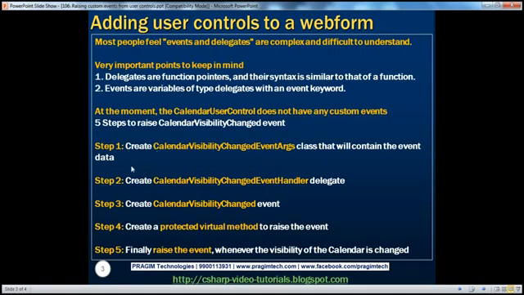If we quickly recap, create this class which is going to contain our event data, and create this delegate, because we hook up event handlers to events using delegates. And what are events in the first place? Events are variables of type delegate with the event keyword. So we need a delegate to create an event. So create the delegate, then create the event, and then use a protected virtual method to raise the event rather than directly raising it. And we have understood the reason why we do it that way. And finally, raise the event itself.